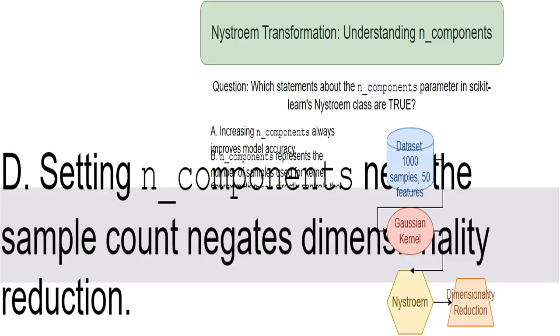Let's analyze this. You're right. If N_components is almost the same as the number of samples, you aren't reducing dimensionality much, which defeats Nystroem's purpose. It's like trying to shrink a sweater that's already too small.